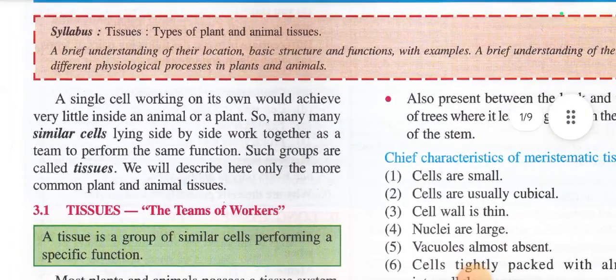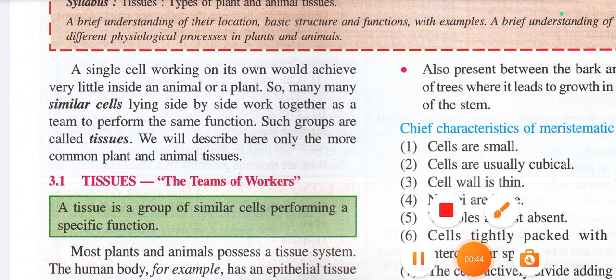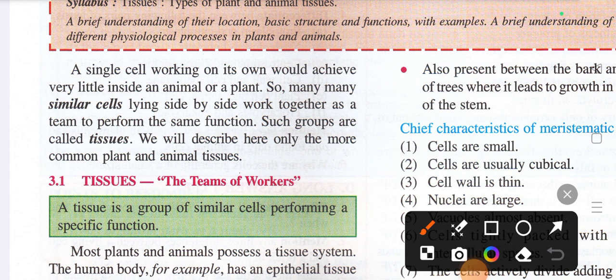Okay, let's read now. A single cell working on its own would achieve very little inside an animal or plant. Unicellular organisms find it very difficult to process other types of things. Only one cell is there and it cannot perform all the highly mechanized functions. So many similar cells lying side by side, working together as a team to perform the same function.